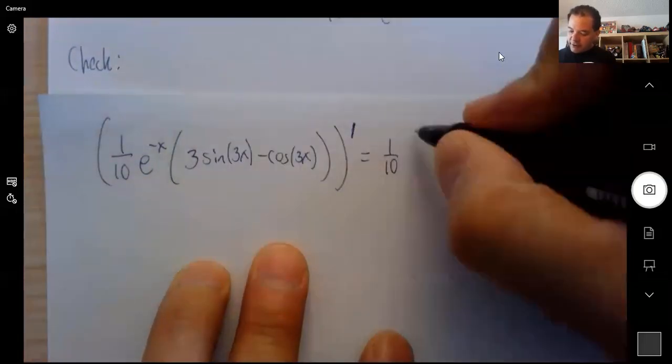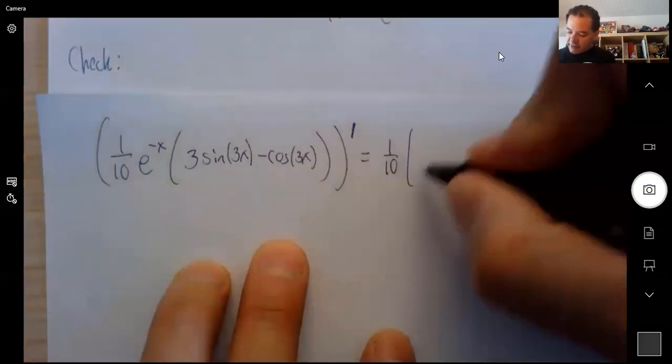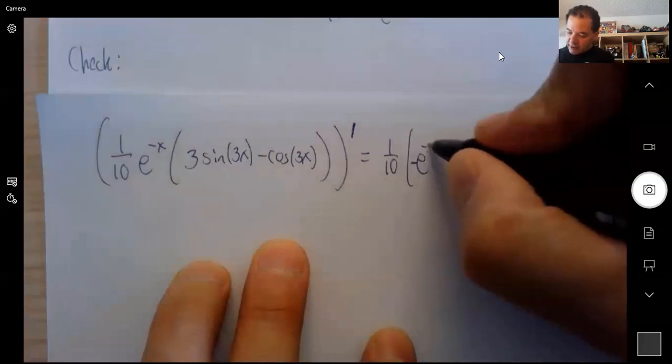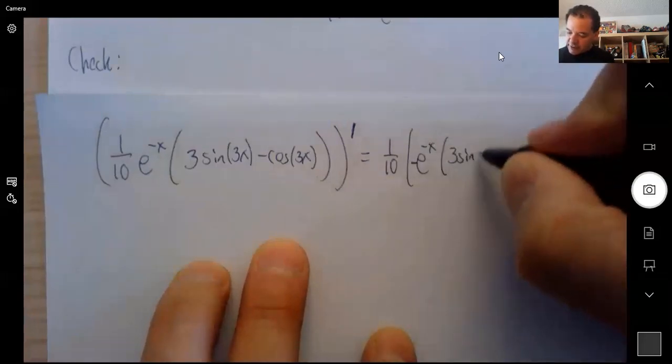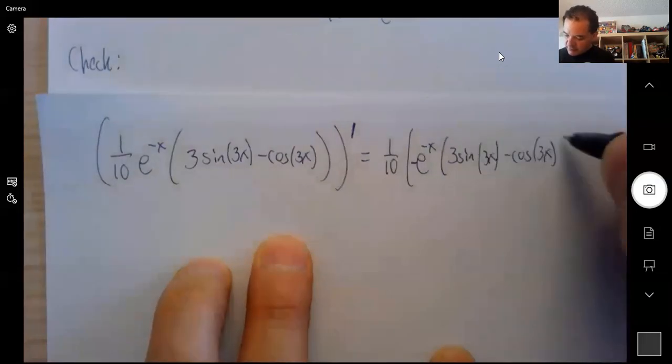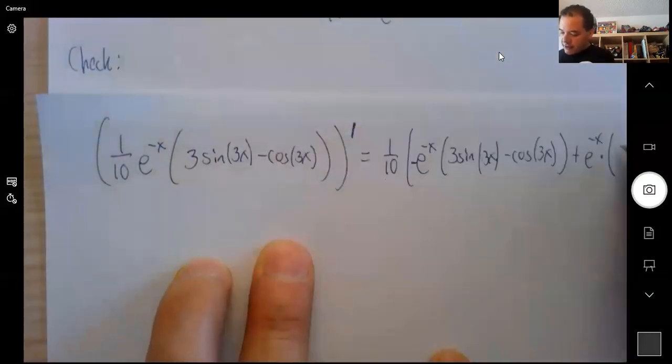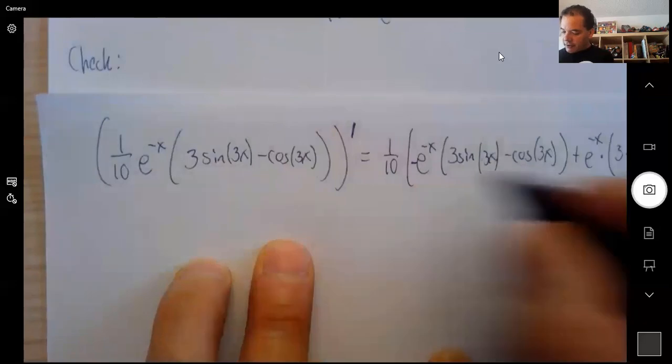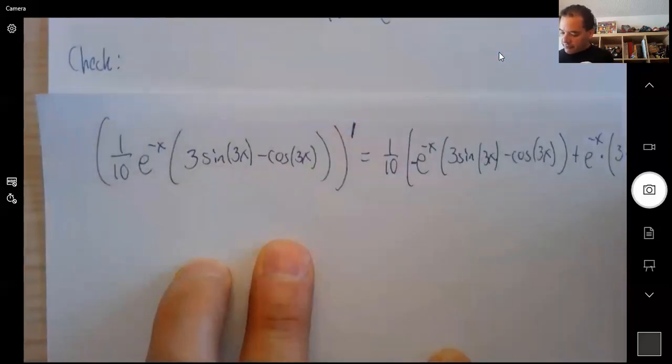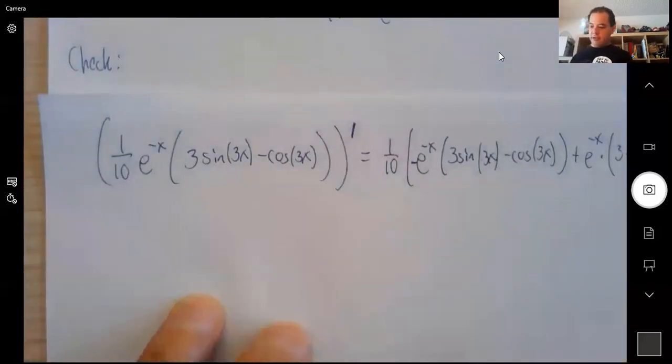1/10 is just a constant. The derivative of e to the negative x is negative e to the negative x times the thing inside, plus e to the negative x times the derivative of the thing inside. So that's a 3. The derivative of sine is cosine 3x times another 3 by the chain rule, and then minus the derivative of cosine, which is sine, so it becomes plus sine 3x, and then another 3 because of the chain rule, right?